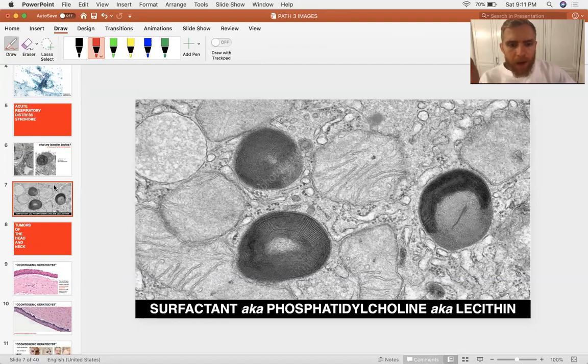These lamellar bodies contain surfactant, which you might see referred to as phosphatidylcholine or phosphatidyl blank, just meaning that there's a phosphate group stuck onto a molecule of choline and then pasted onto a fatty acid. And you can also see this called lecithin. So any of these three terms can be used interchangeably in a question stem to refer to surfactant. And again, these are lamellar bodies inside a cell.